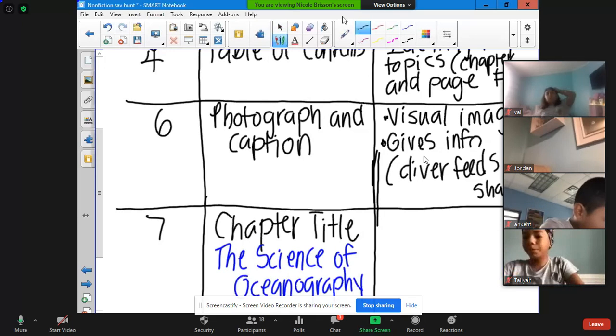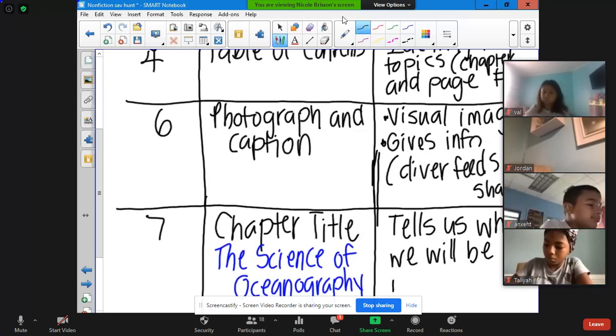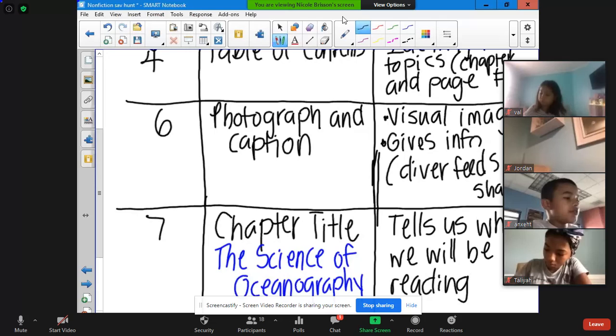And so let's put that down. Tells us what we will be reading. In that section, not in the whole book, but in that section.